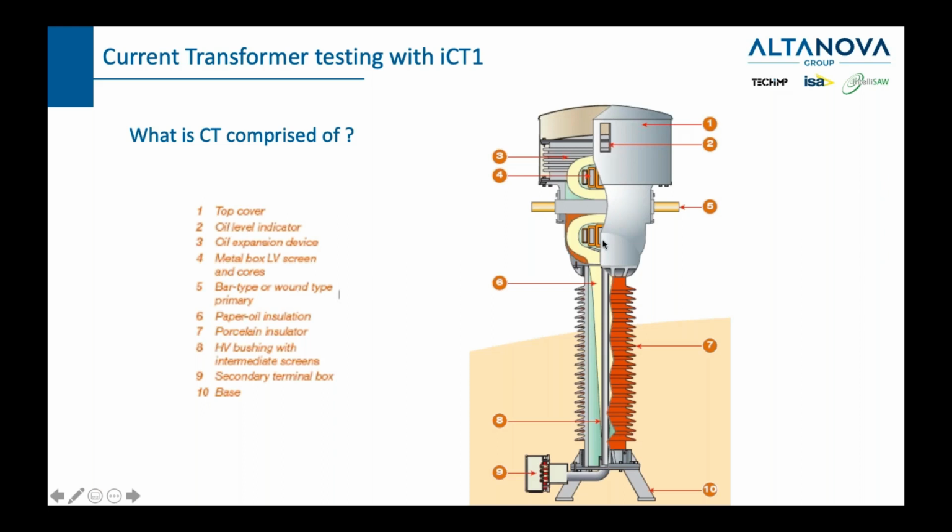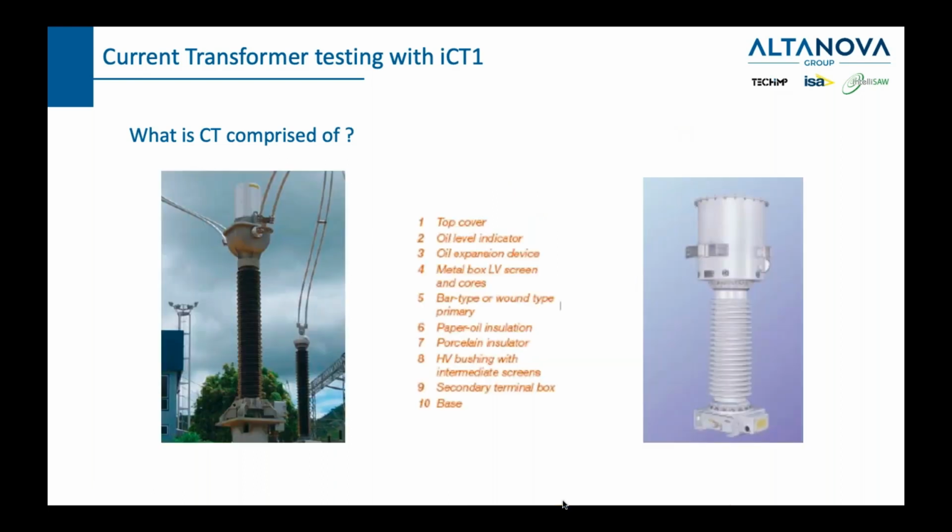Other elements are the same as in the previous CT. We have the insulation inside, in this case paper oil insulation, and on the outside we have a porcelain insulator. And again, we have the connecting part, the secondary terminal box, and a solid base needs to be planted. Why? Because these devices, especially if we talk about transmission, are planted on a pole, and here you can see how one is installed in a substation.